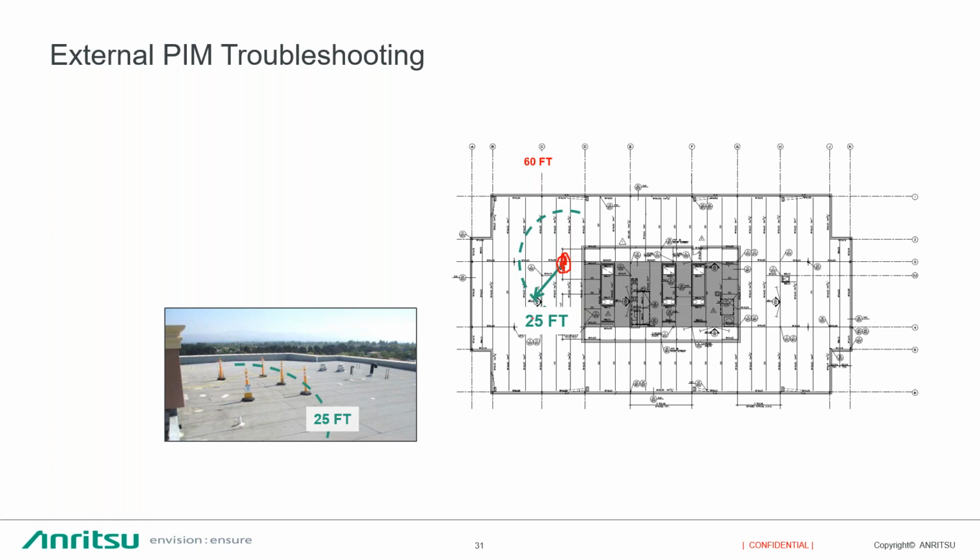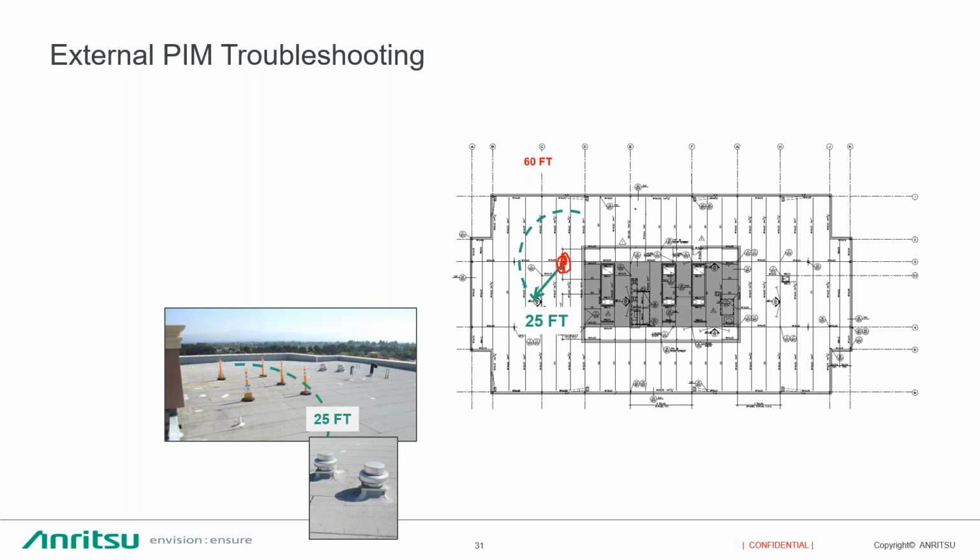If, for example, I've done a distance to PIM calibration and I can see that I've got 25 feet on my distance to PIM, I can look at that radius right in front of the antenna and perhaps see if there's some item right around that area that I can mitigate with some PIM blankets, for example, and do a retest to see if that was the source of my PIM.